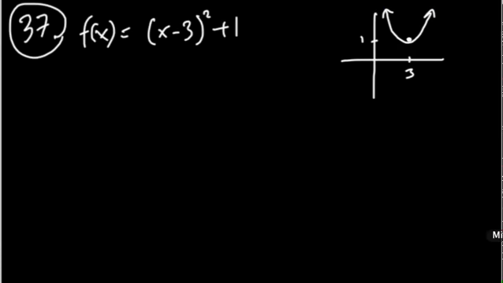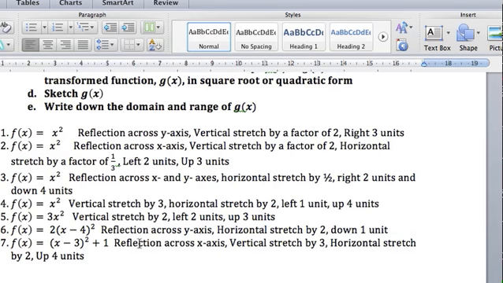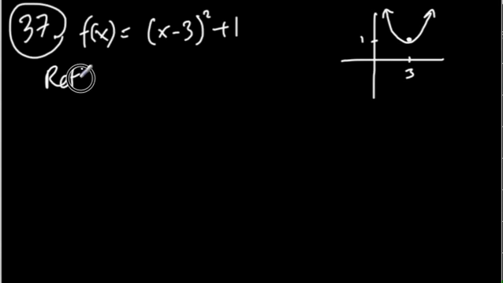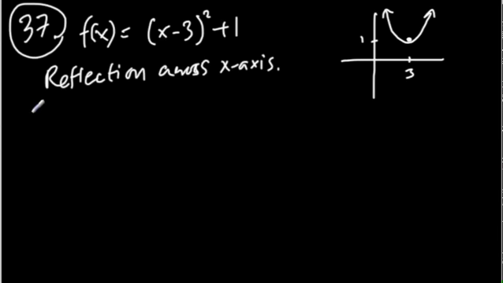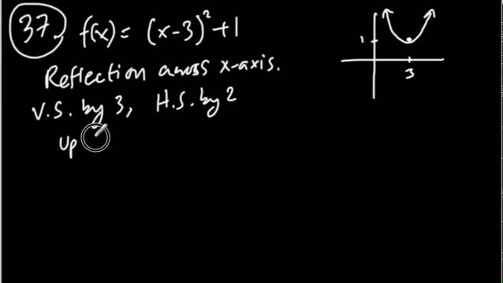Now, let's look at the transformations that we're going to do to it. Reflection across the x-axis, vertical stretch by 3, horizontal stretch by 2, up 4. So vertical stretch by 3, horizontal stretch by 2, and then up 4.